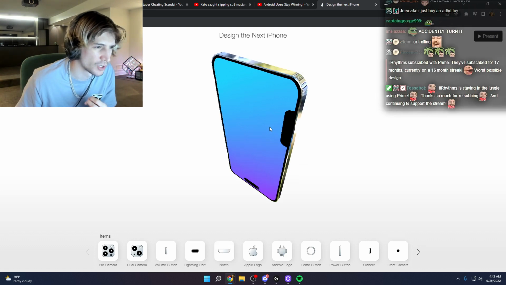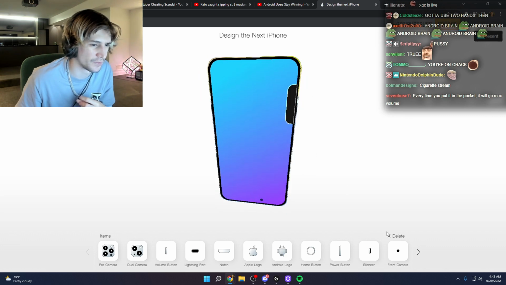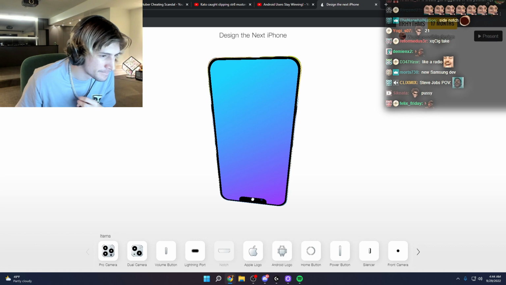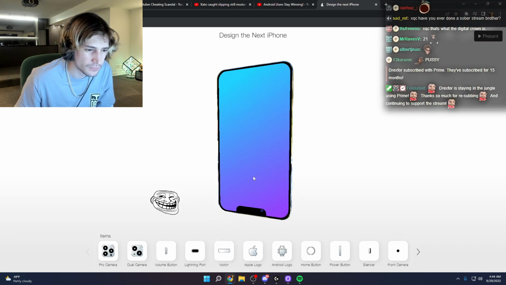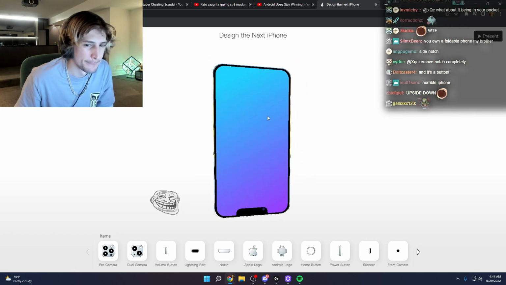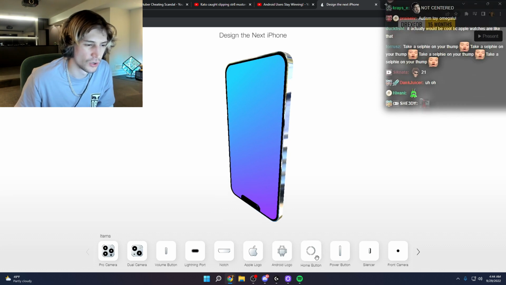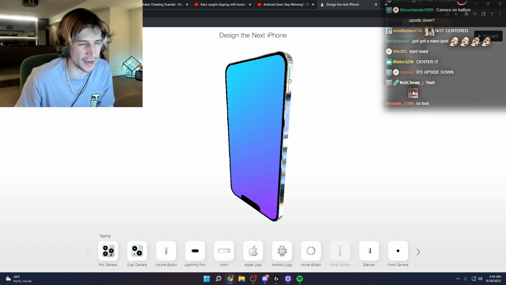What's a notch? Oh, I'm gonna go with this one then. Fuck it. Not bad. Power button. Classic. I mean, you can't really change that. I think this is fine.